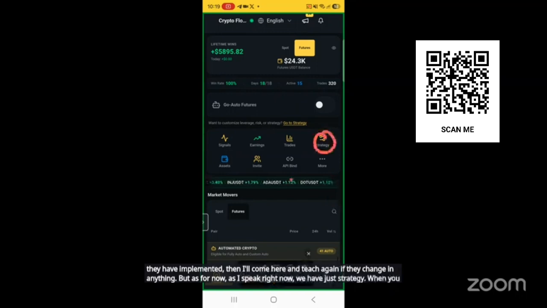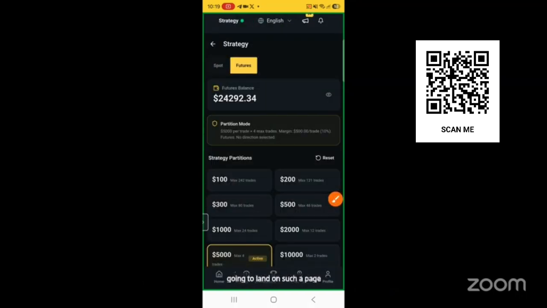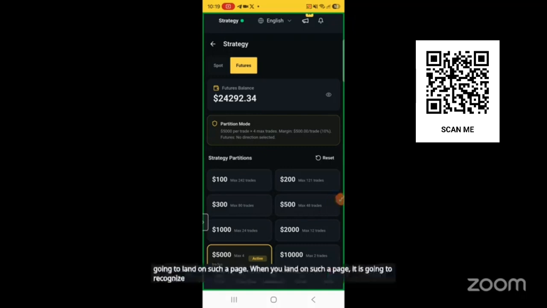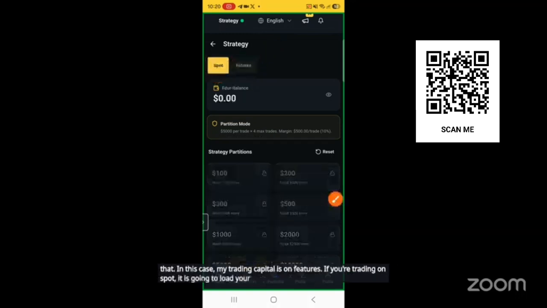When you click on strategy here, you're going to land on such a page. When you land on such a page, it is going to recognize your trading, where your trading capital is, and it's going to load that. In this case, my trading capital is on futures. If you're trading on spot, it is going to load your spot trading account, but you can see on spot, I have 000.